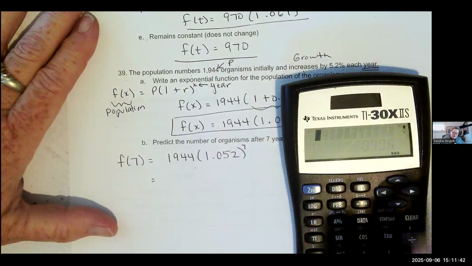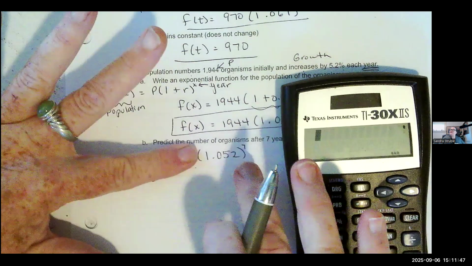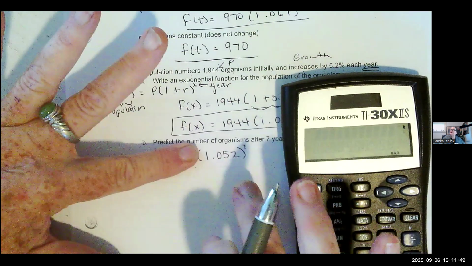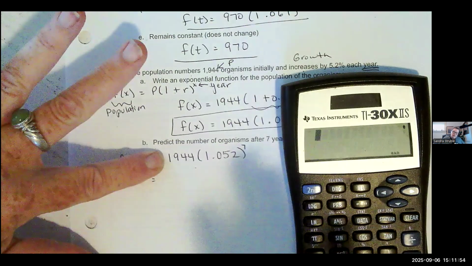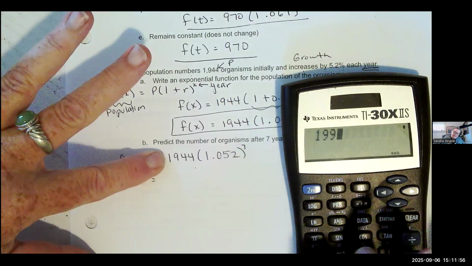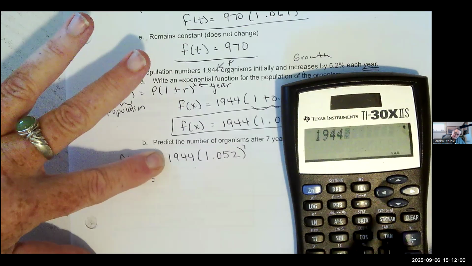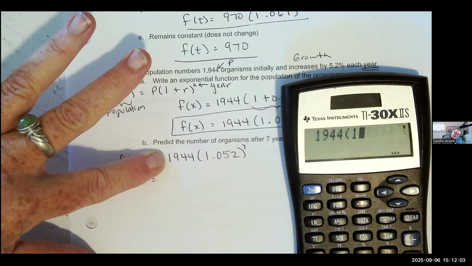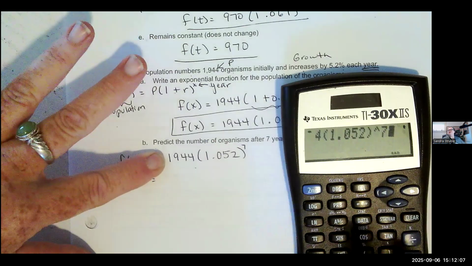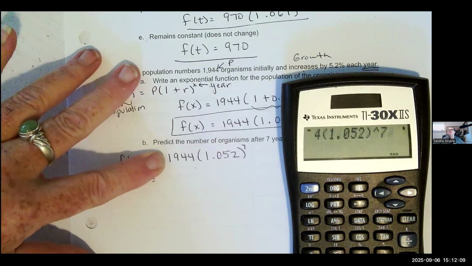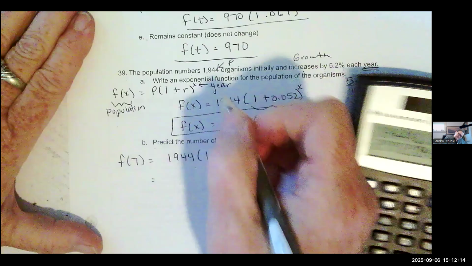Yes, I can put the entire thing in, or I could do order of operations where I do 1.052 to the 7th equals, and then times 1944 equals. Or for those of you who are used to doing this in school, that think the teachers had you put it all in at one time, just make sure it looks exactly the same. Be very careful. Okay. So 2772.08.